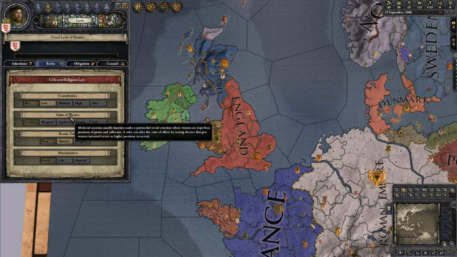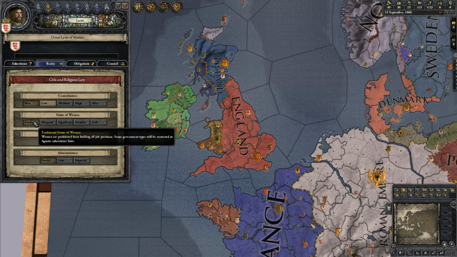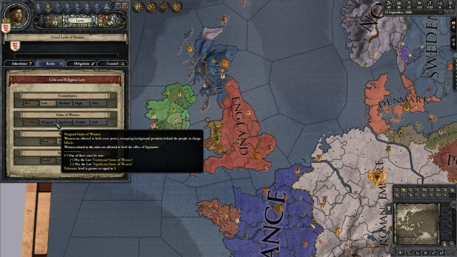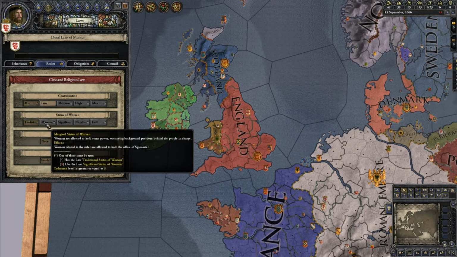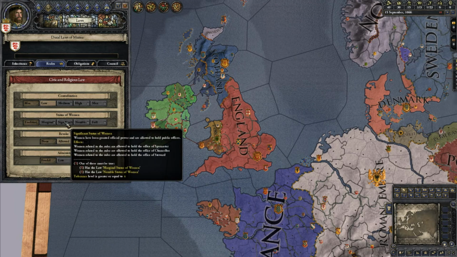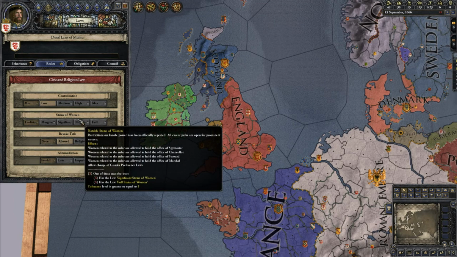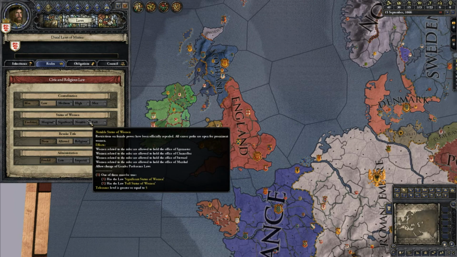Status of women. It is what it sounds like. Medieval societies don't really treat women well. They don't get a lot of power. Nothing like that. You can change this over time. As you gain more tolerance technology, you will gain access to these technologies. For example, women are allowed to be spy masters, women are allowed to be chancellors and stewards, women are allowed to be marshals and commanders eventually.